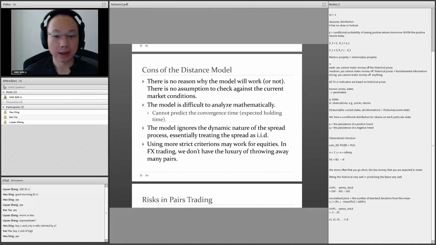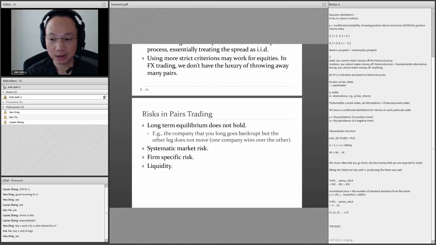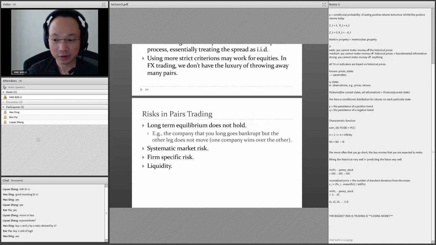So what are the risks in pairs trading? By the way, what's the biggest risk in trading? Everyone knows. I mean, you as a trader, what's the biggest risk in trading? Maybe this is too sophisticated. The biggest risk in trading is losing money. Of course. This is very deep, philosophically.